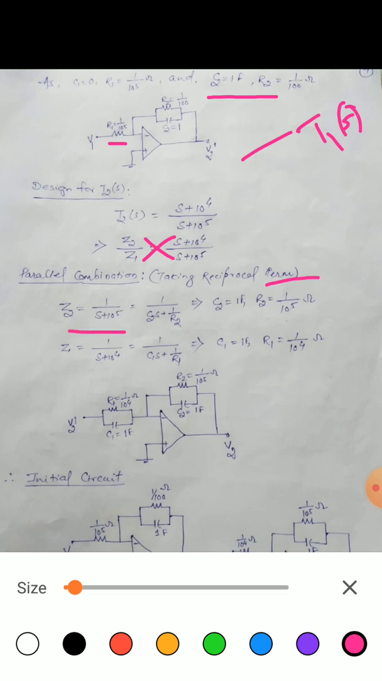From here that is being equated to 1 by C2S plus 1 by R2. So after comparison we get the value of C2 is equal to 1 farad and R2 is equal to 1 by 10^5. In a similar manner, from the calculated value of Z1, C1 is equal to 1 farad and R1 is equal to 1 by 10^4, similarly as we calculated in the case of T1 of S.